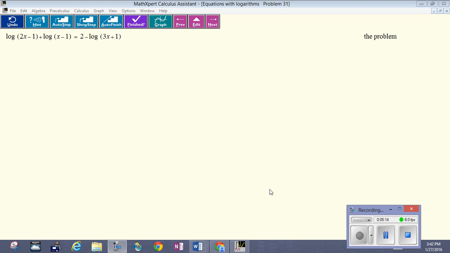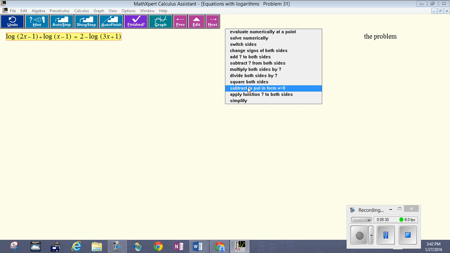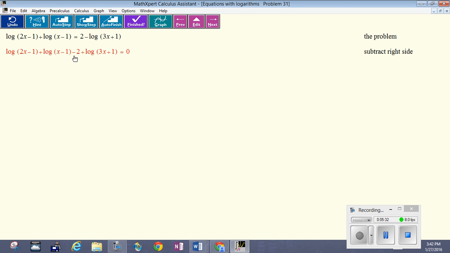Okay, let's do another problem here. I see 1, 2, 3 log terms. So basically, I'm going to shift everything to one side. Okay, and then I can get this, and then I'll send that 2 over there.